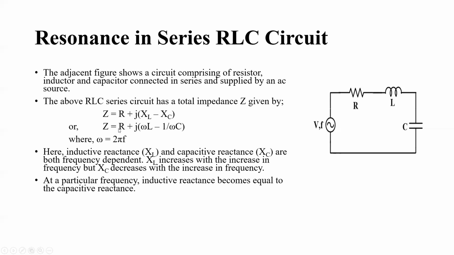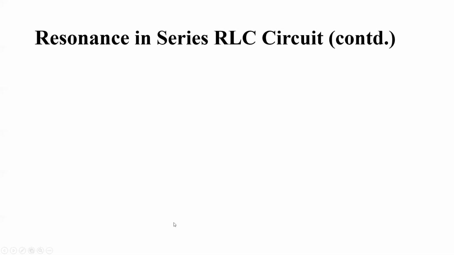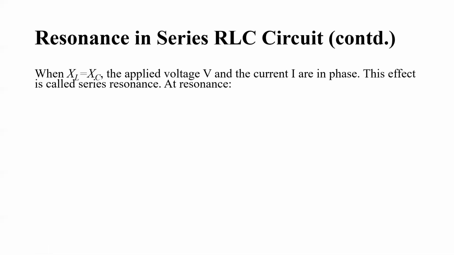In all the other cases, there will be real as well as imaginary parts of impedance. But in case of resonance, since the imaginary part becomes 0, the impedance Z will be minimum, which is equal to R. Since impedance is minimum, the current attains the maximum value. So when XL equals XC, the applied voltage and the current are in phase. This effect is called series resonance.